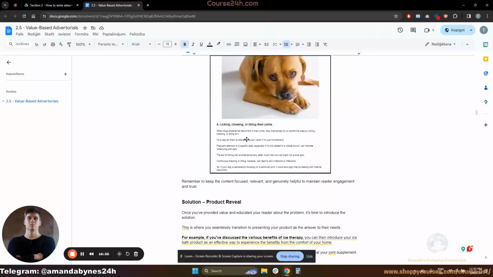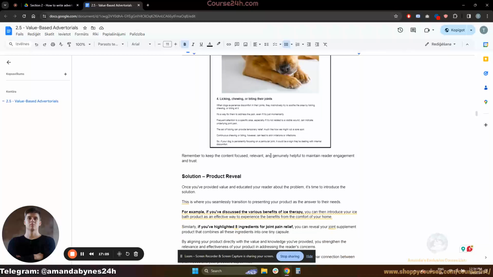So for example, they're licking, chewing, or biting their joints. Dogs experience discomfort in their joints. They instinctively try to soothe the area by licking, chewing, or biting at it. It's a way for them to address the pain, even if it's just momentarily. Frequent attention to a specific area, especially if it's not related to a visible wound, can indicate underlying joint pain. The act of licking can provide temporary relief, much like how we might rub a sore spot. Continuously chewing or biting, however, can lead to skin irritation.